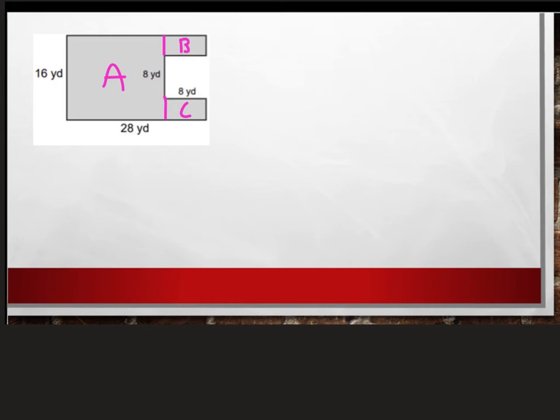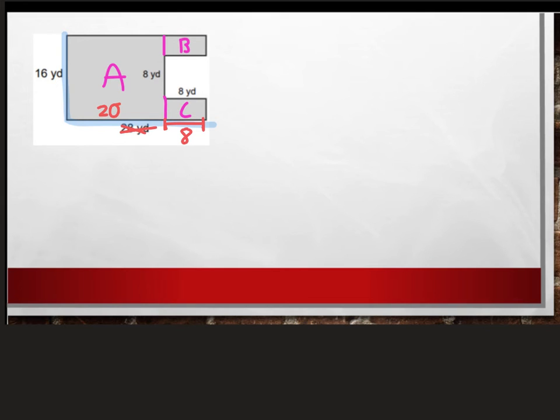So from here, I like to label before I start finding areas. So we know this whole bottom is 28 yards. I can clearly see the height of shape A, but I don't know just the base. What I do know is that since the whole bottom is 28 yards, and we know from here to here is 8, that means the base of shape A is going to be 20, right? 28 minus 8.